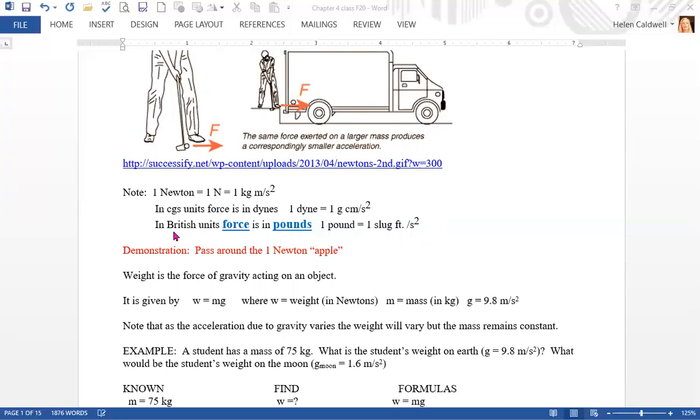So I expect you to know the British unit of force is the pound. I expect you to know the MKS unit, the metric unit for force, is the Newton. Notice we abbreviate Newton with a capital N. And I do have a 1 Newton apple that I will try to remember to pass around so you have some sense of it.